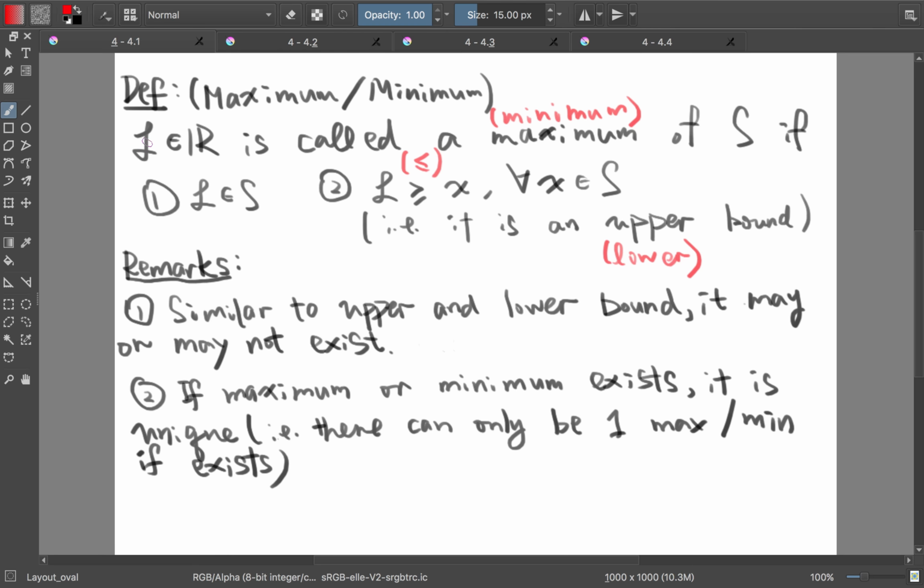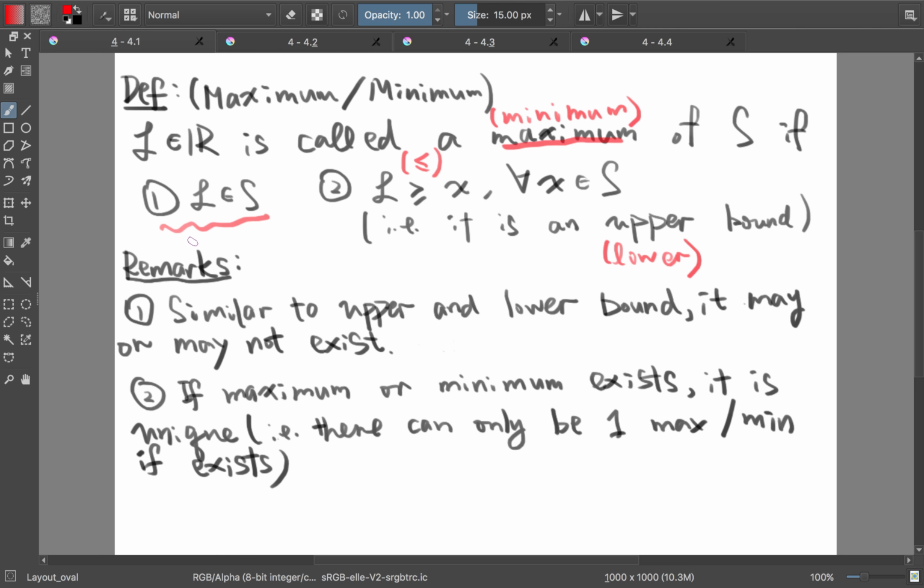So let L be a real number, and we call this real number a maximum of S if, first of all, L lies inside the set. Second, we require L to be an upper bound, which means L is greater than or equal to X for all X inside S.